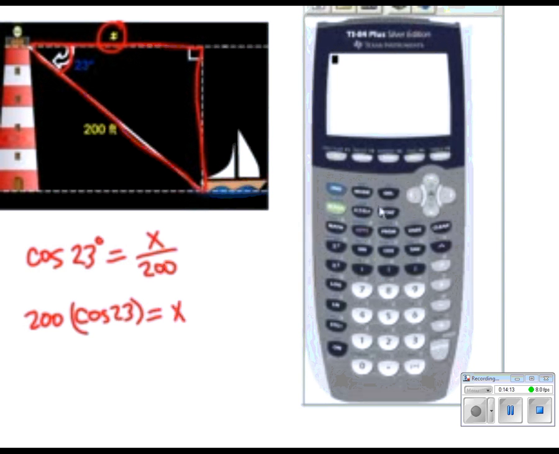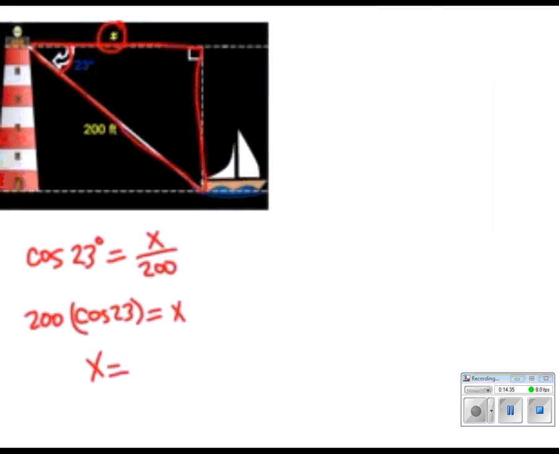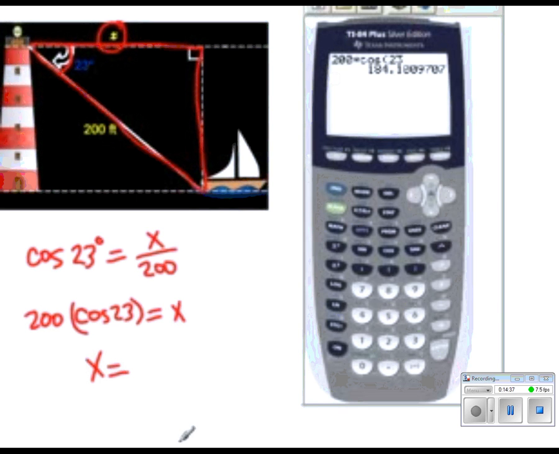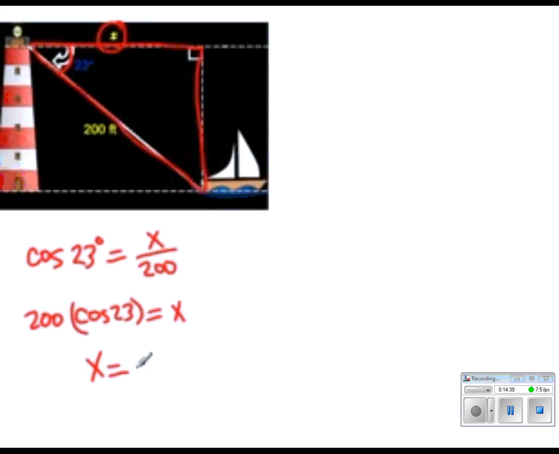Now, to make sure we put that in the correct way, let's look at it. Here I have my graphing calculator, so I'm going to say 200 times cosine of 23 degrees and enter. We're going to round, because it is a side length, to the nearest tenth. Therefore, x equals, oops, I forgot it, 184.1.